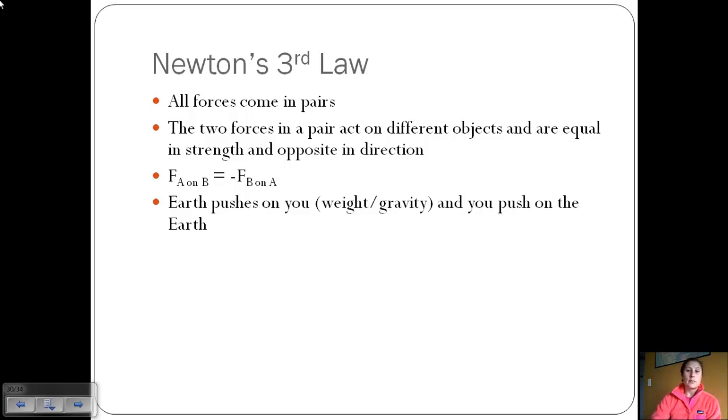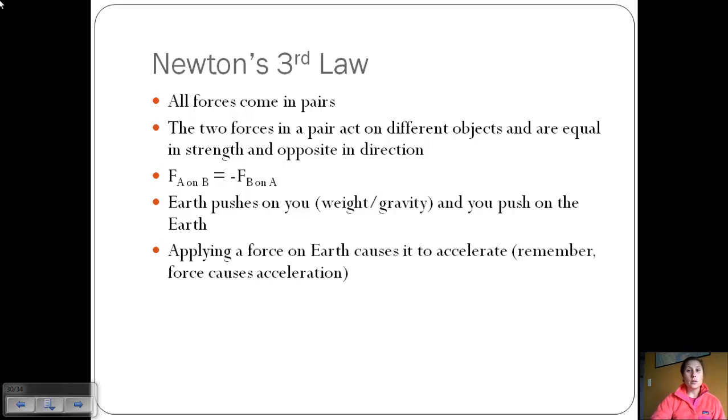So let's look at another example. So Earth pushes on you. This is the force due to gravity, which is your weight. And then because we know forces exist in pairs, because Earth is pushing on you, you also must be pushing on Earth. And we know that applying a force causes acceleration. And so you applying a force on the Earth causes Earth to accelerate.